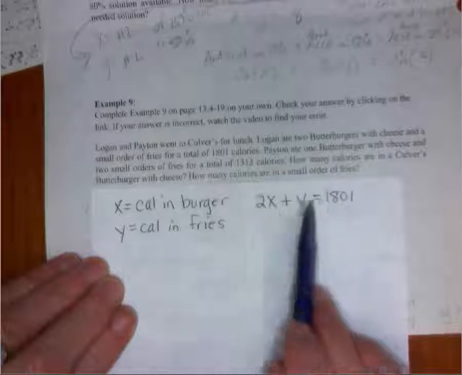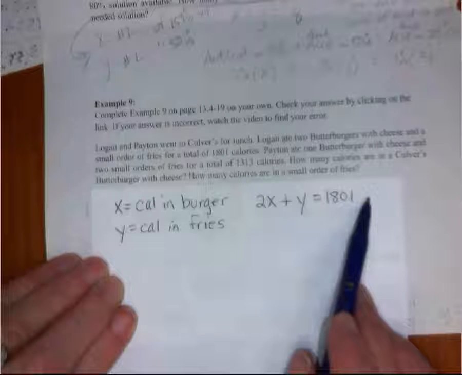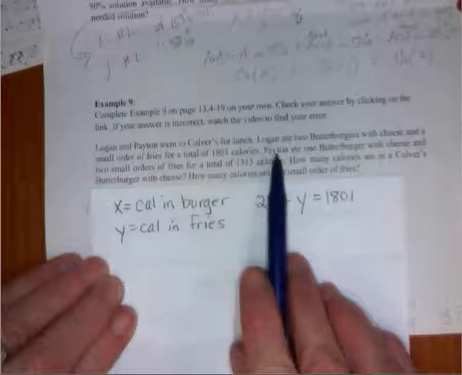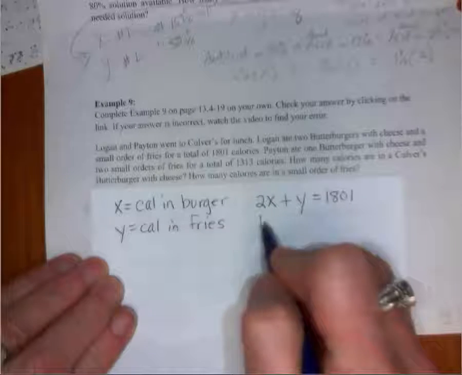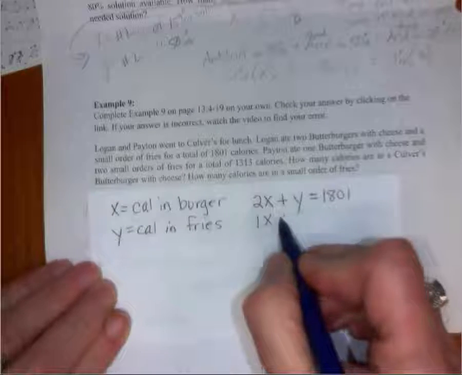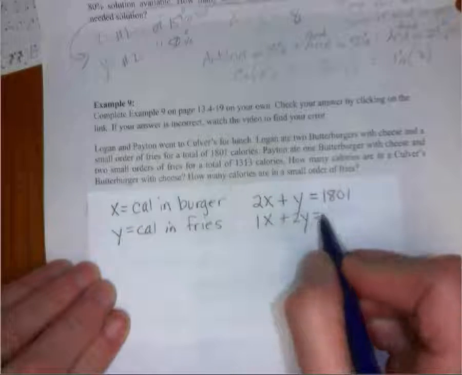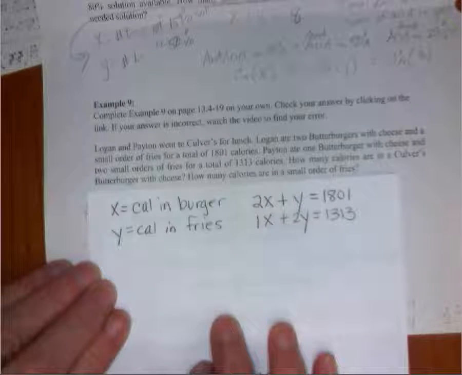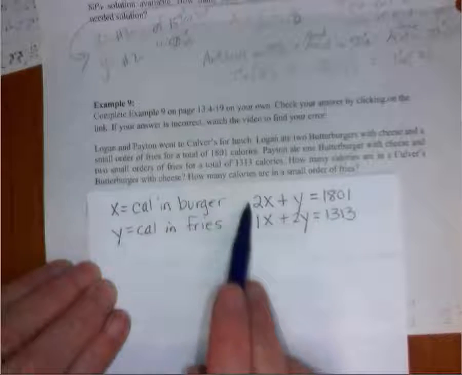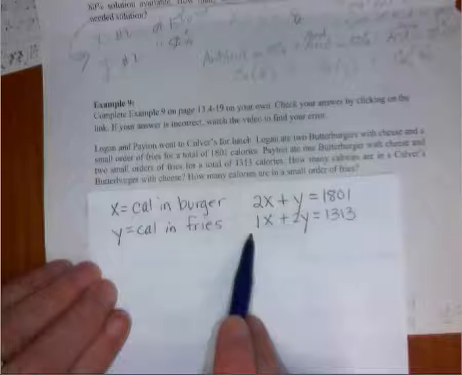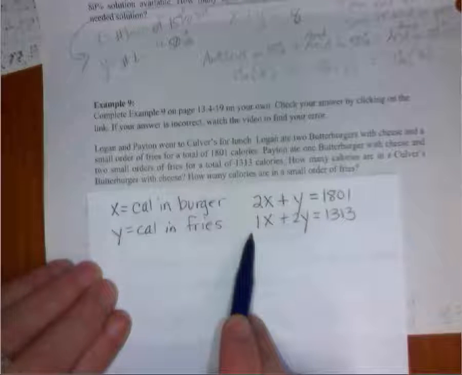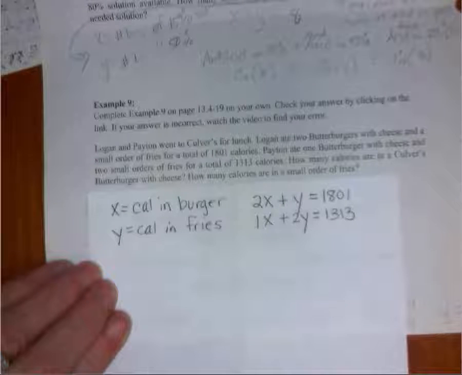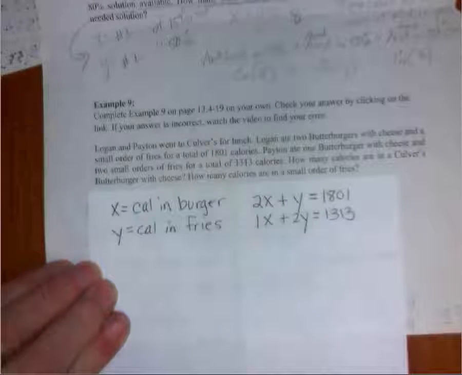So I have a calories equation. Then Peyton ate 1 butter burger, so 1x, and 2 fries for a total of 1,313 calories. So in this case, they're both calorie linear equations. Some of the previous ones we had, one was a quantity and one was a percent, and the previous one before that we had one was a dollar value and one was a quantity. This one has both quantities of calories.